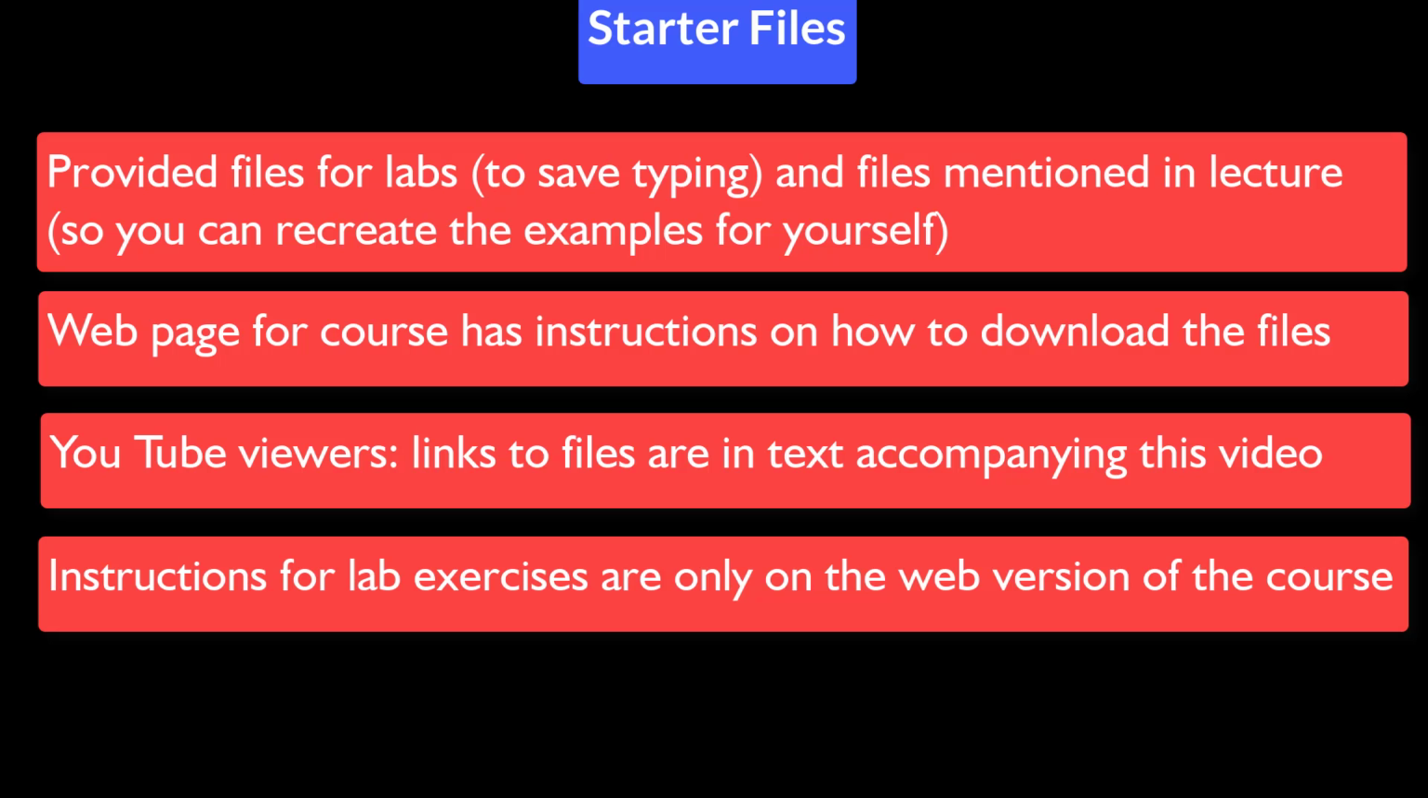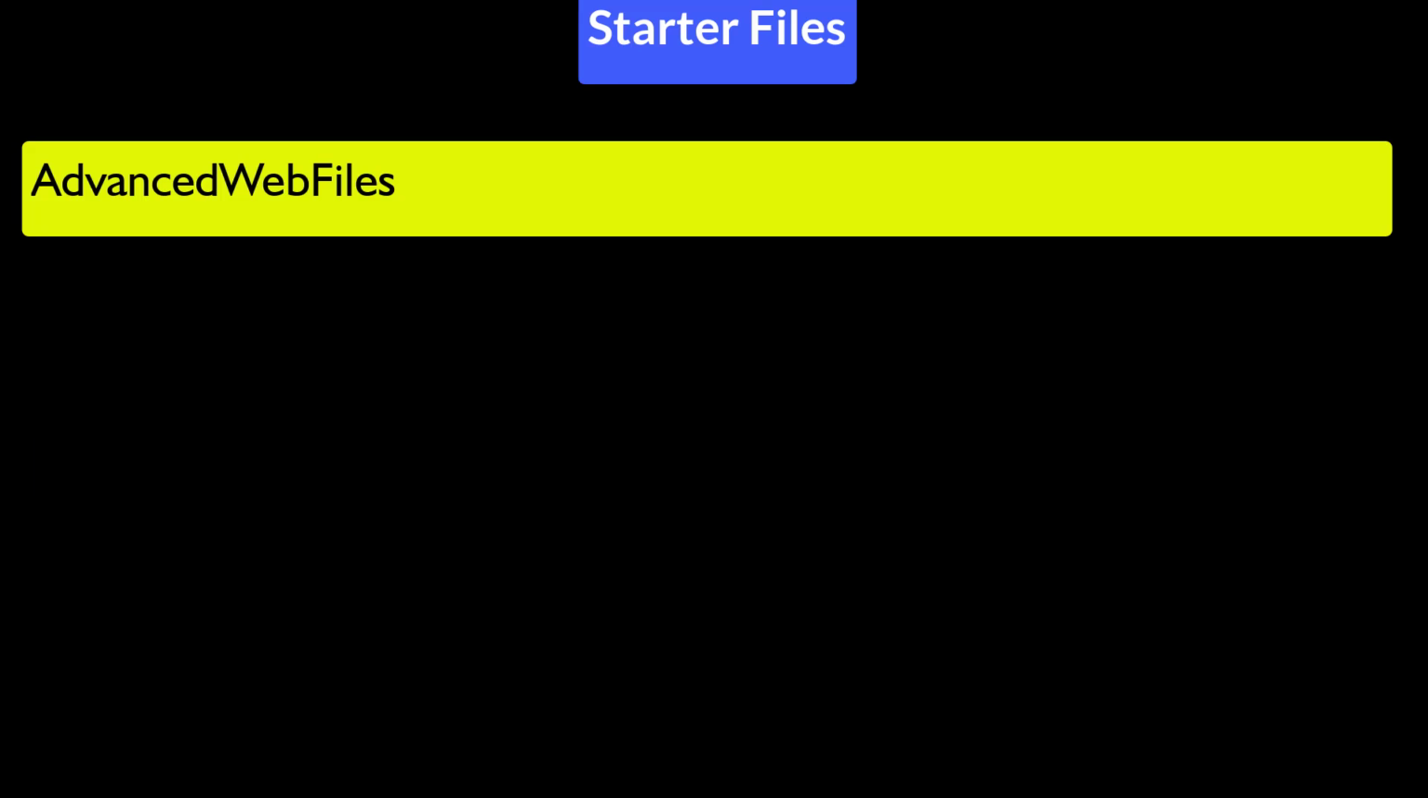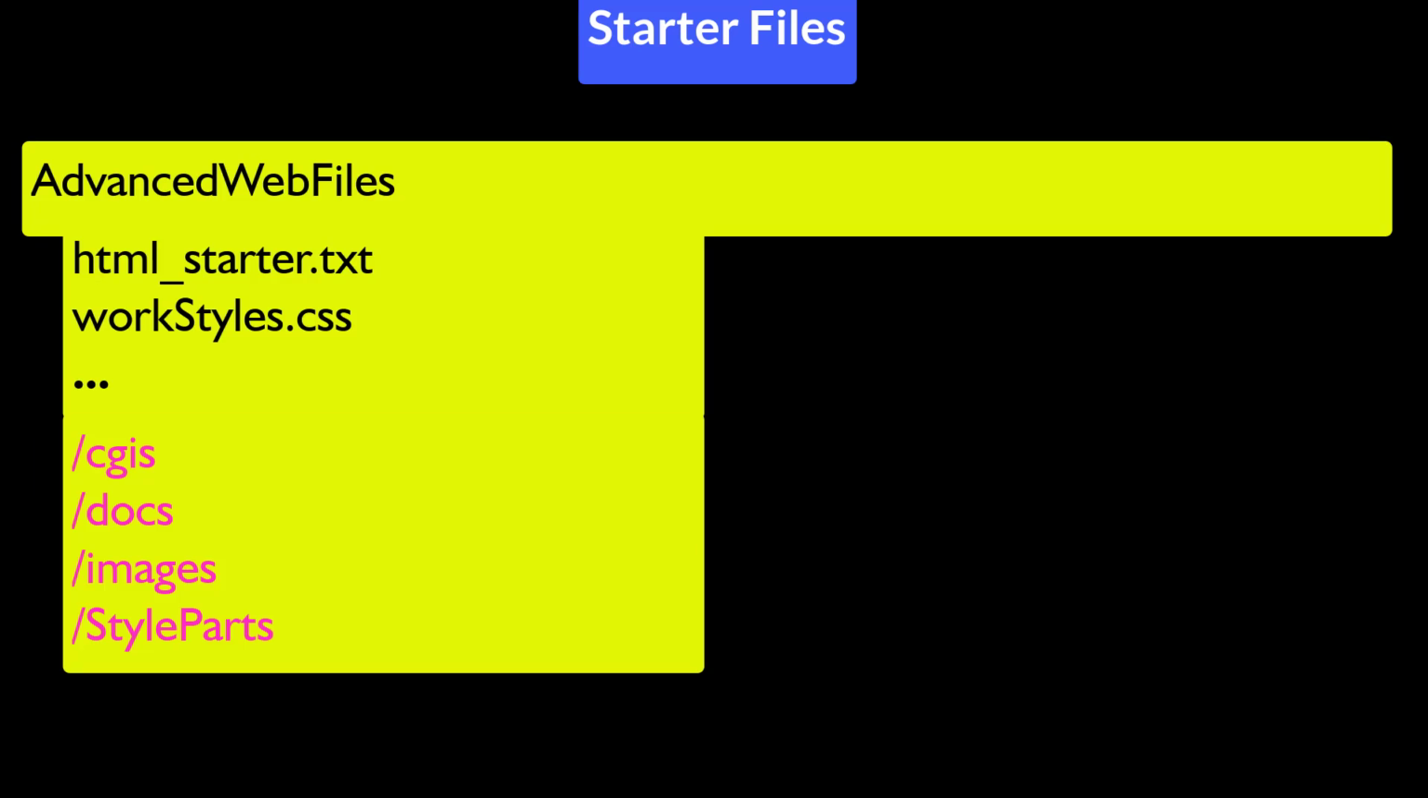Having a small set of starter files to get you going on an HTML page is a great time saver. The trick is not to carry too much over from one project to the next. You end up with leftover remnants from earlier projects that are never used and just clutter up your files. So we'll have a directory, Advanced Web Files, with a few text files and 4 subdirectories, CGIs, docs, images, and styles, all discussed in due time.